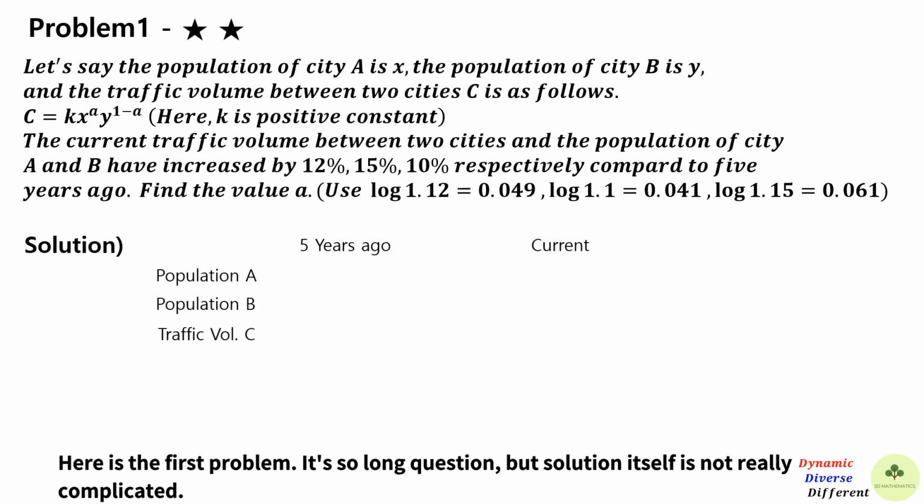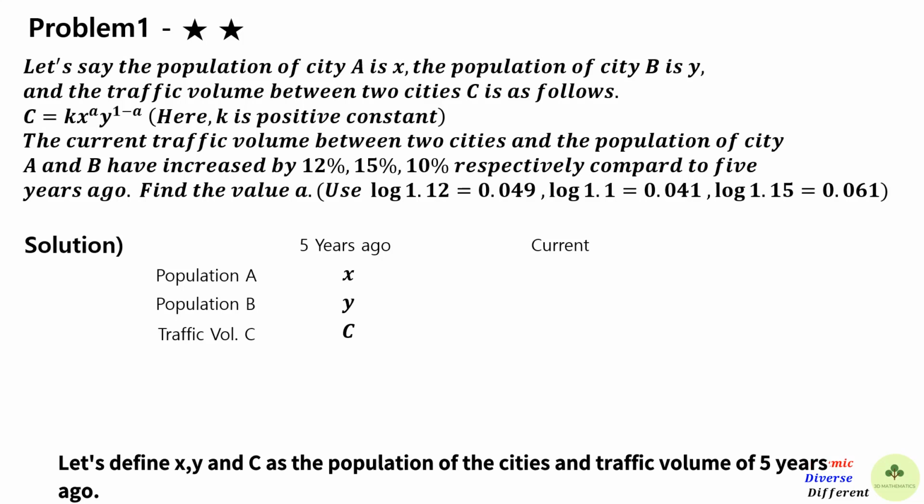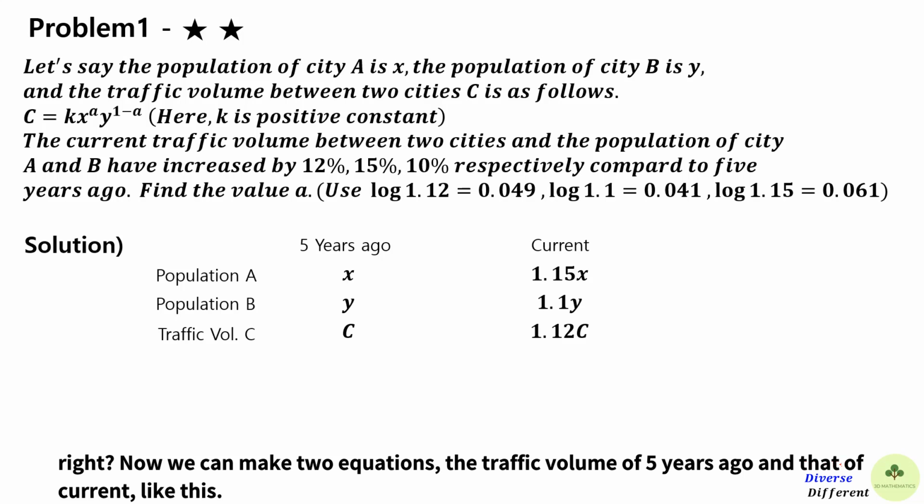Here is the first problem. It's a so long question, but the solution itself is not really complicated. Let's make equations by using the given condition. Let's define X, Y, and Z as the population of the cities and traffic volume of 5 years ago. By the given condition, population of two cities and traffic volume of current can be written like this, right?